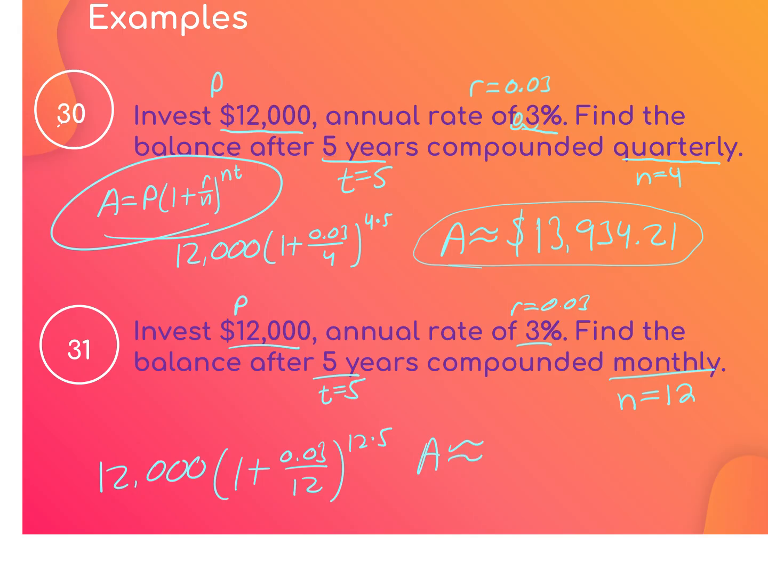approximately, again, be careful with your calculator. Make sure that you're plugging everything in correctly. Let's see what this gets us. It's going to get us $13,939.40. And that's our answer here. So notice that you get $5 more if you compound monthly versus quarterly. So that should kind of show you, the more that you compound in a given year, the more money that you can expect to get.